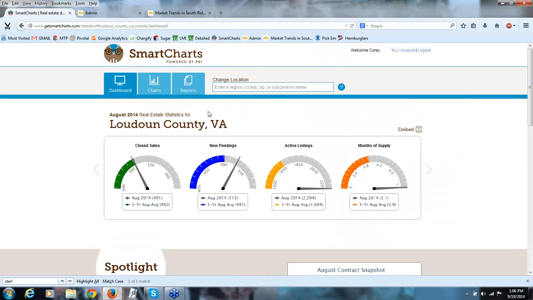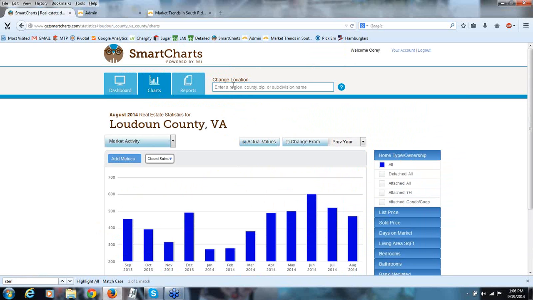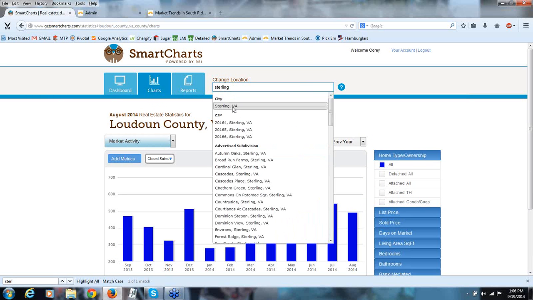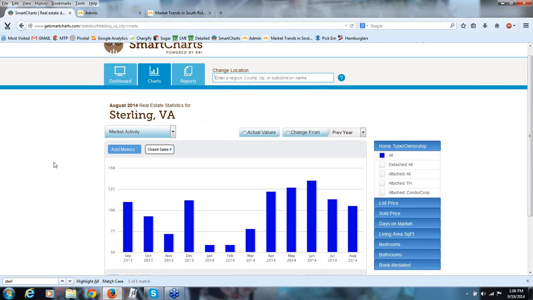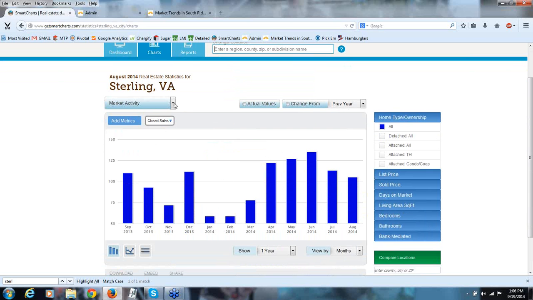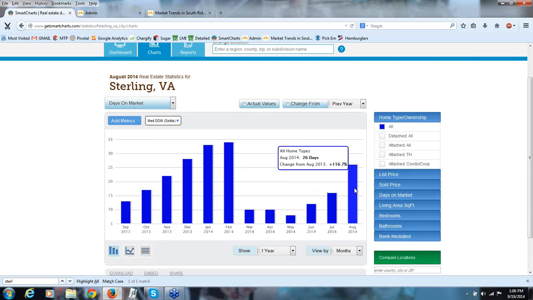Here's where we can dive more into the charts themselves, just to get a quick peek at some of the things that Sterling trends might show that Loudoun at large might not. In terms of the median days on market over time, half the homes are selling in 26 days or less. We can see during the spring just how low they'd gotten.